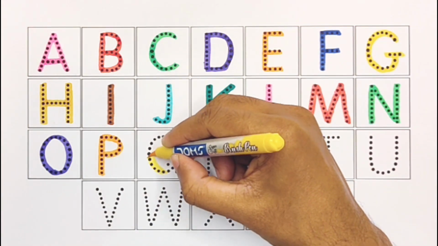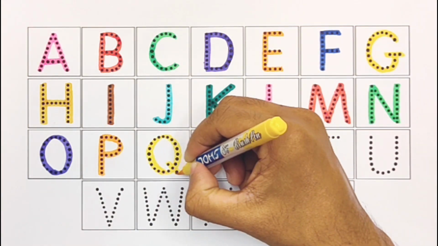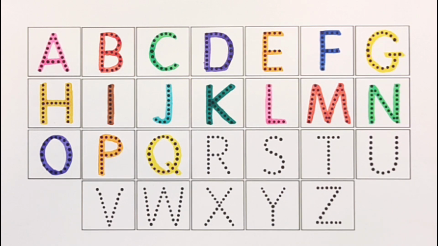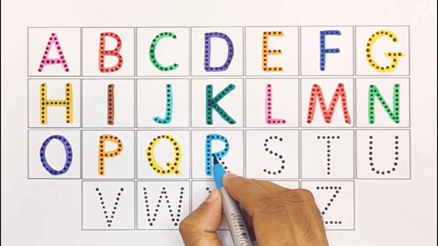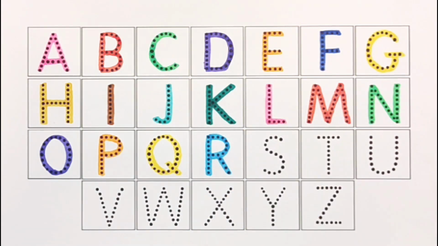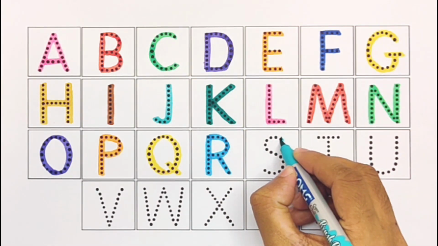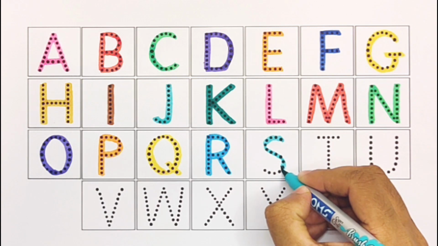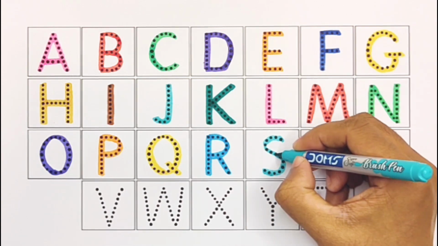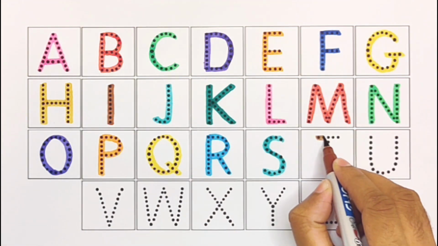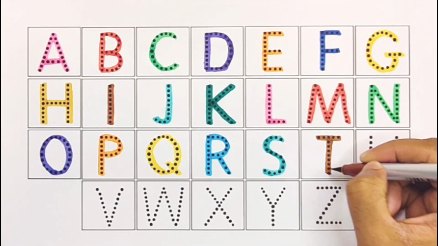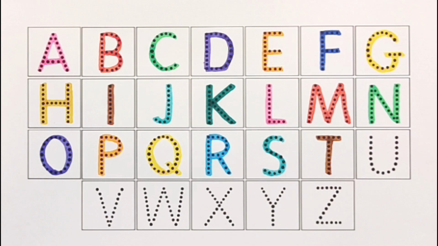Yellow color. Q for Quran. Sky blue color. R for rocket. S for strawberry. S for star. Brown color. T for teddy bear.